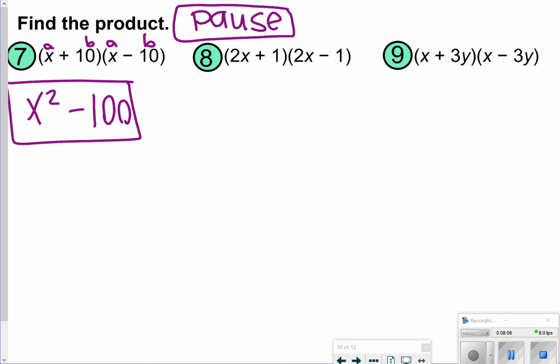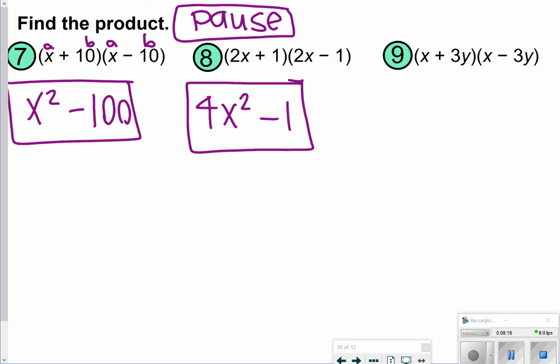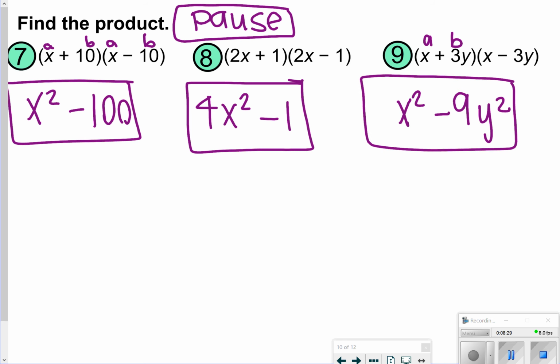Number 8, we have 2x plus 1 and 2x minus 1. That's going to be 2x squared, which is 4x squared, and then 1 squared with a negative would be minus 1. And then the last one, we have a and b here. So that's going to be x squared minus 9y squared. Remember, this only works with a sum and a difference. So you have to have the same thing in the front with the same thing in the back, except the only thing is one is positive and one is negative.